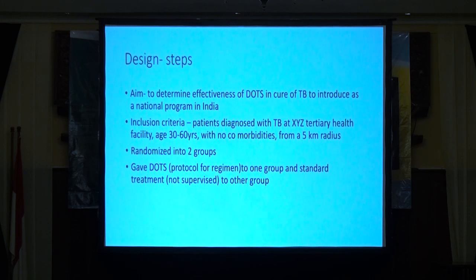I only wanted adults between 30 to 60 years with no comorbidities, so I don't want people with diabetes complicating, and I don't want people with other kinds of infectious diseases complicating because the regime drugs might change. So I want only people with no comorbidities. Also, compliance may be an issue because they will have to come to the health center to take the medicines. So I fix a 5-kilometer radius and I say people only living within that radius.